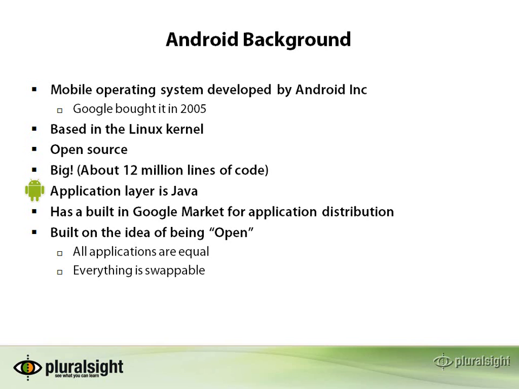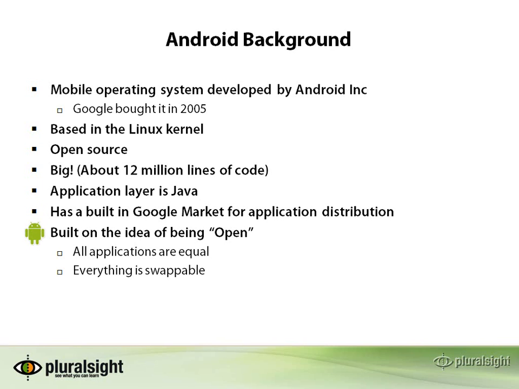The application layer, though, which is mainly what we're going to be concerned with, is written in Java. There's some C++ and C layers down below that interact with the Linux kernel, but everything is built above that we're going to be working with in Java, so we just really need to be familiar with Java. We talked about the Google Market a little bit before, and it's a kind of a core thing about Android is that the Google Market comes with the Android OS, and it allows you to find applications and distribute applications.